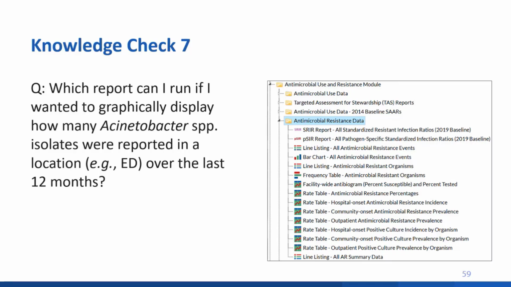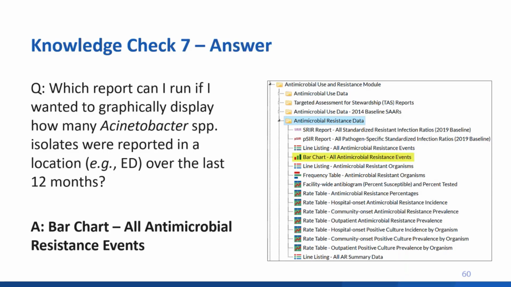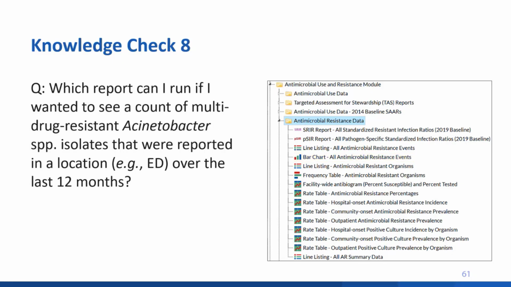Seeing different answers in the chat, but the answer is bar chart, all antimicrobial resistant events, and that's because I said graphically display over the last 12 months. All right, so the next knowledge check 8.